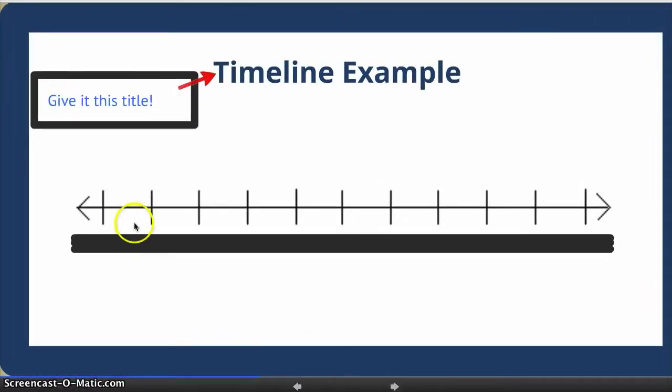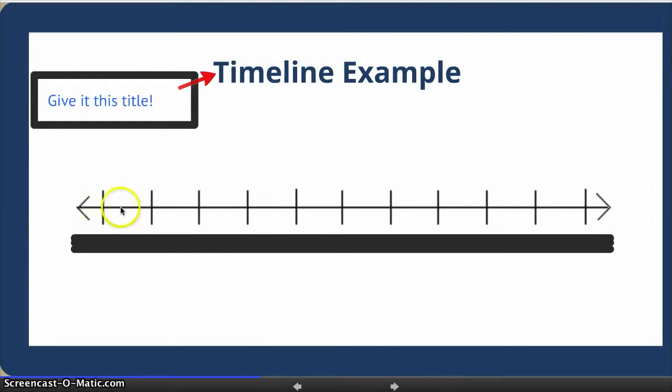The very first thing you want to do is give it a title. Since this is an example timeline, we're just going to call it timeline example, or you might call it example timeline. Remember, think like you and not like me, and give it your own title that's in the spirit of an example timeline. We also want to start by putting down the actual line itself. Run a line across your entire page, and put arrows on the ends because time goes beyond this line in both directions.